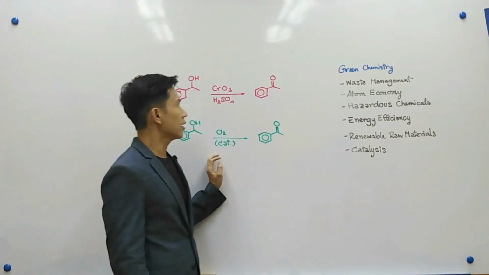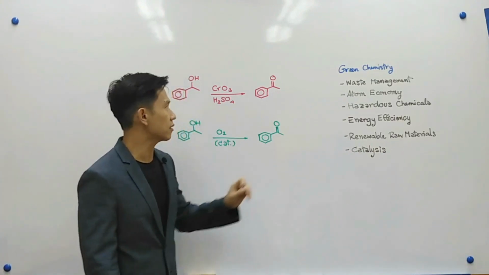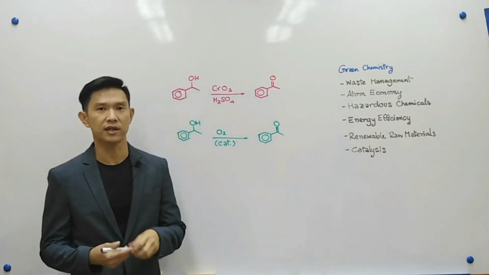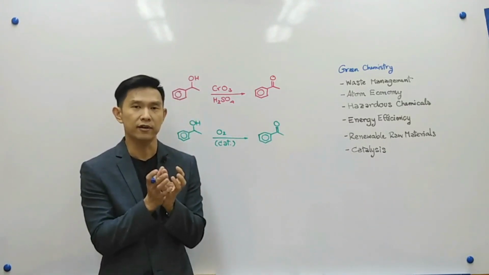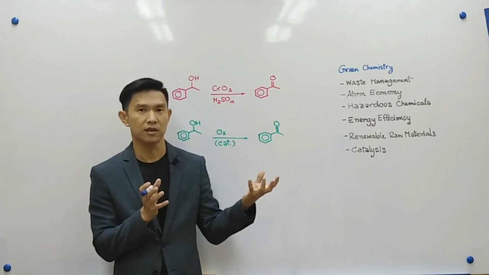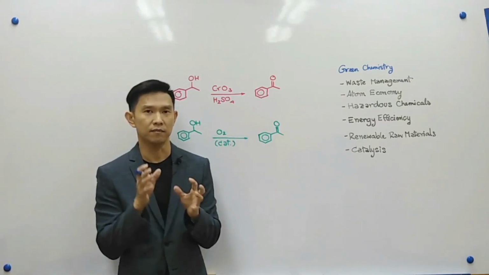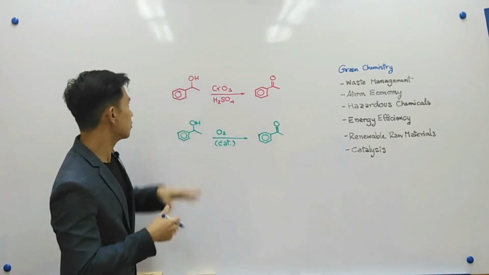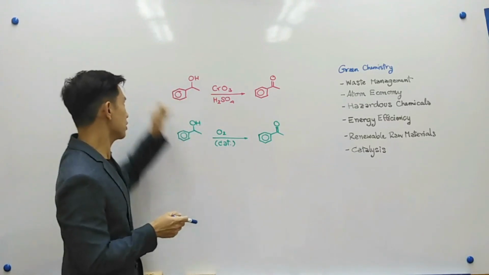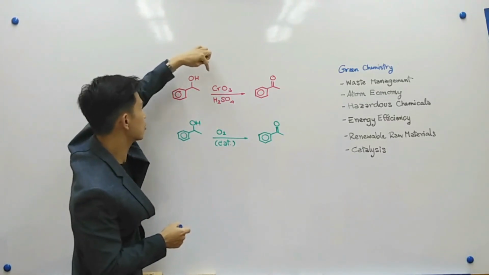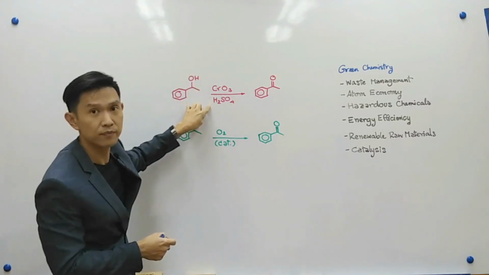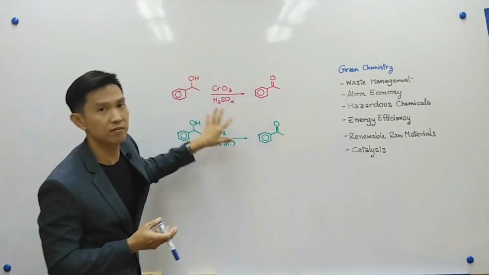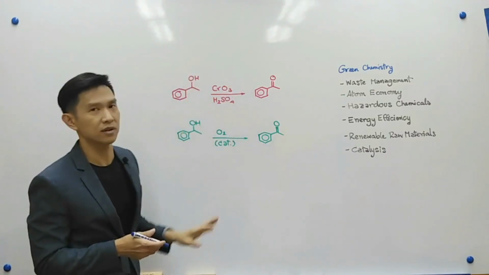Not only waste management, but also atom economy here. Atom economy means that if you're starting from molecules and producing your products, sometimes you have to modify the molecules by different methods like this. In the input, you put chromium oxide, you put sulfuric acid, but what you need is actually only this. So you lose so many things. This is atom economy.